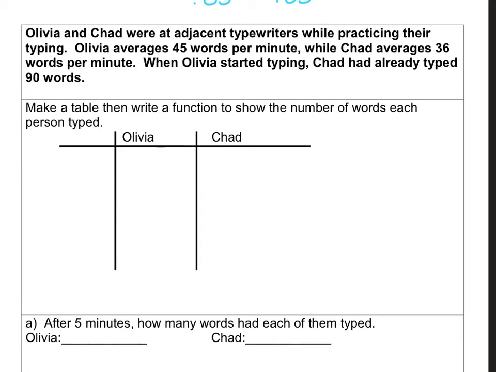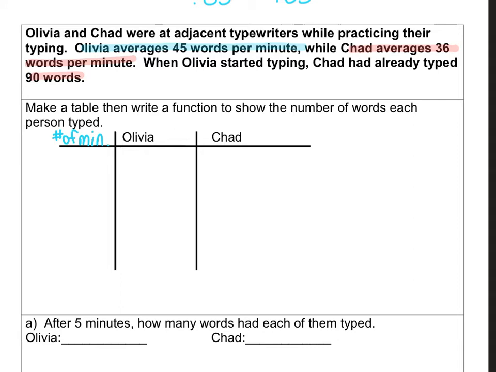Olivia and Chad were at adjacent typewriters while practicing their typing. Olivia averages 45 words per minute, while Chad averages 36 words per minute. When Olivia started typing, Chad had already typed 90 words. Okay, so it's words per minute. So the number of words they type depends on how many minutes they've been typing. So number of minutes, again, is going to be our independent variable. And the number of words for Olivia and Chad would be the dependent variable.